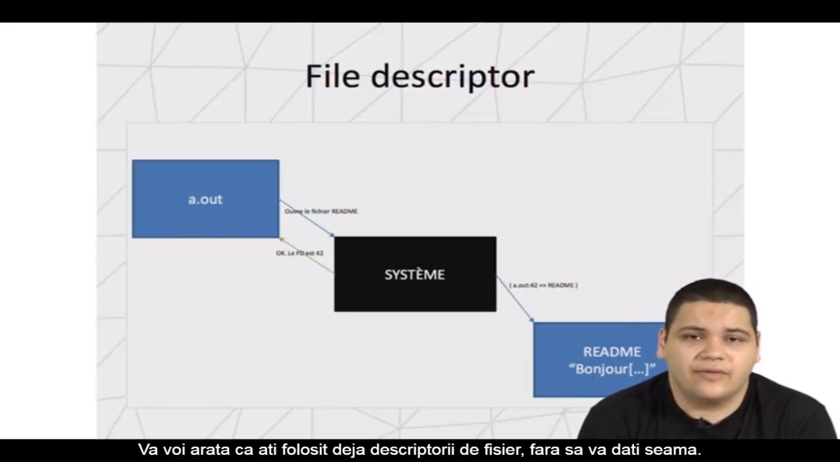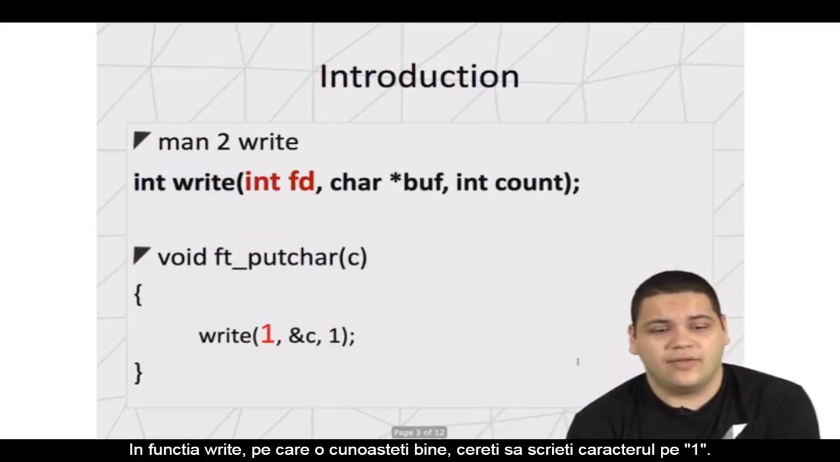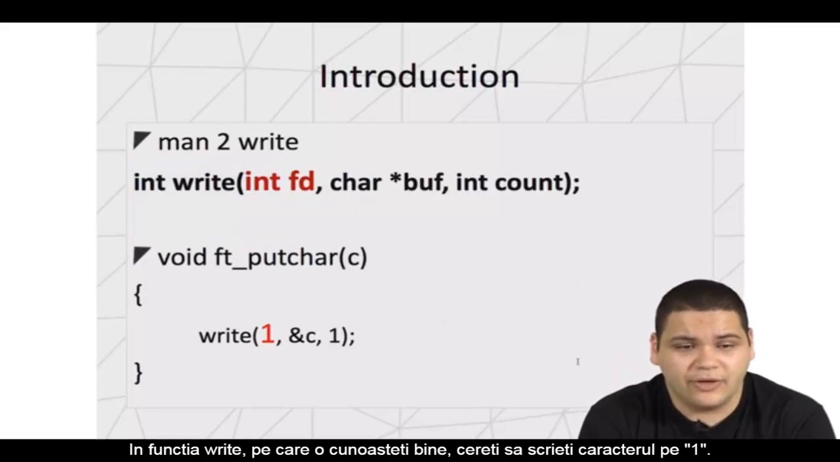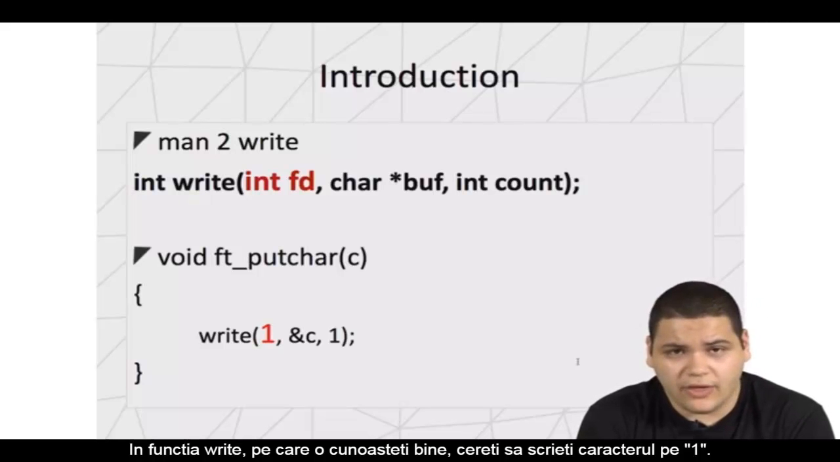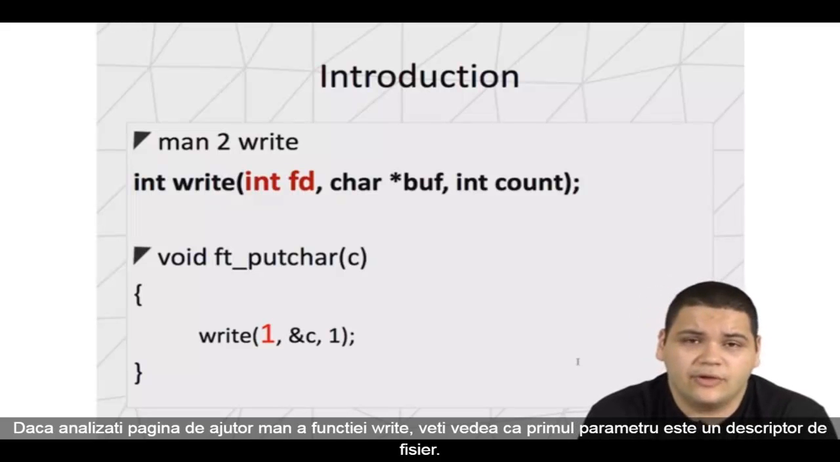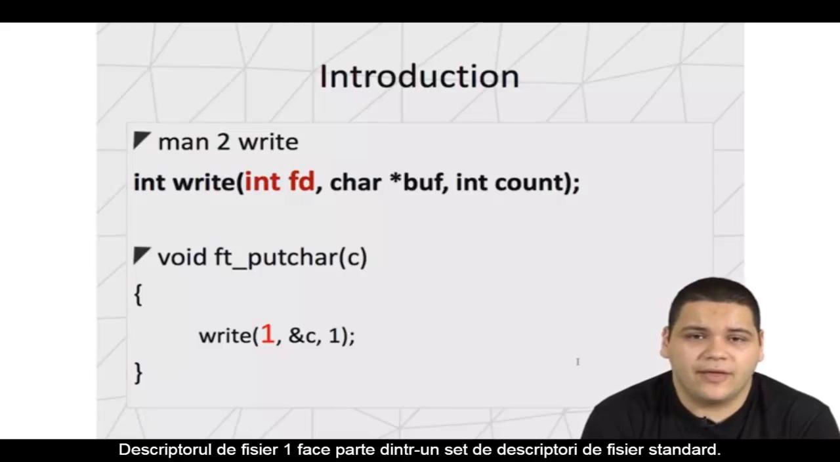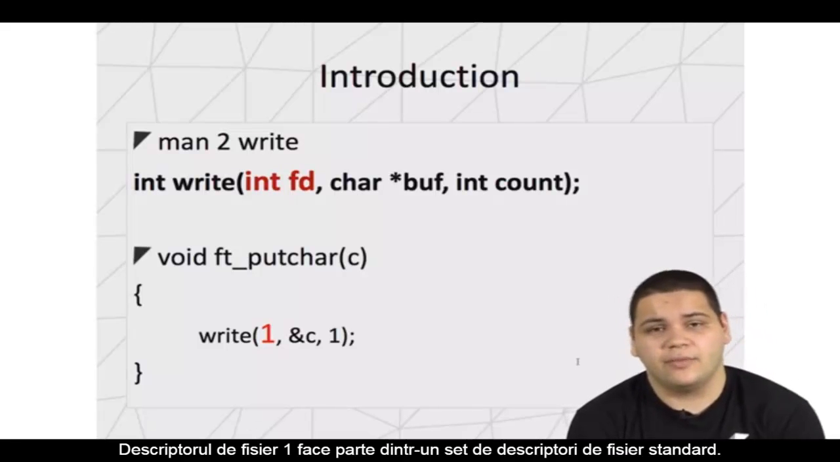You have probably already used file descriptors, maybe without knowing it, especially in the ft_putchar function, which you must know very well by now. This function allows you to write your character in fd 1. If you read the man for write, you'll learn that the first parameter is a file descriptor. A file descriptor 1, which is part of a set called standard file descriptors.